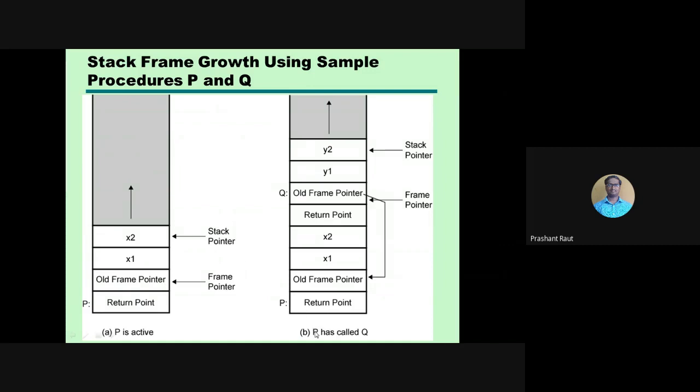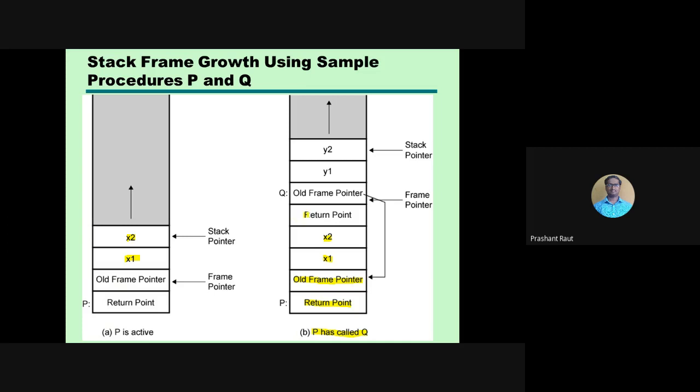Later, P makes a call to Q. So this is diagram B. P has called Q. So what will be the content of the stack frame? Already the return point, then old frame pointer, then x1 and x2, these are the local variables, or local parameters, of procedure P.